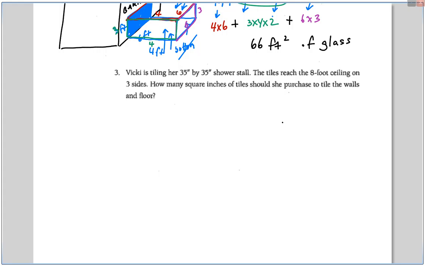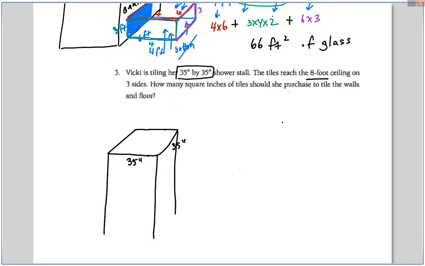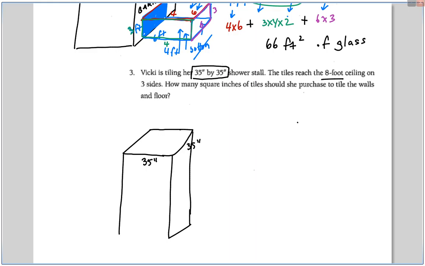Okay, so 35 inch by 35 inch shower stall. That's a square. So what you have to do is draw a square, but it's like squished, because it's into the page. Okay, so 35 inch by 35 inch. And it's an 8-foot ceiling, so we're gonna go like this. And here's her shower stall.